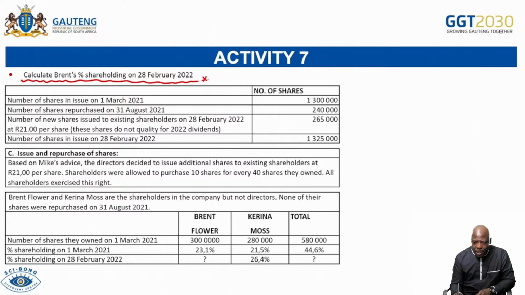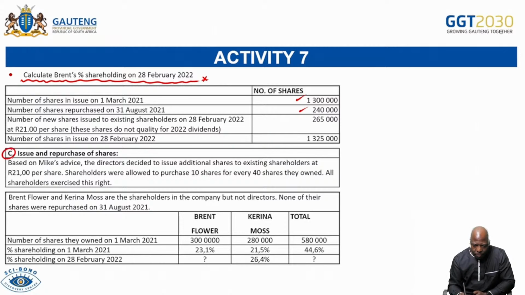Calculate Brent's percentage shareholding on 28 February 2022. In order for us to do that, it's going to be very simple. We need to know how much he was holding and how much he holds now. We are told that on 1 March there were 1.3 million shares and 240,000 shares were repurchased, and we're then told about the number of new shares issued to existing shareholders at 21 Rand.